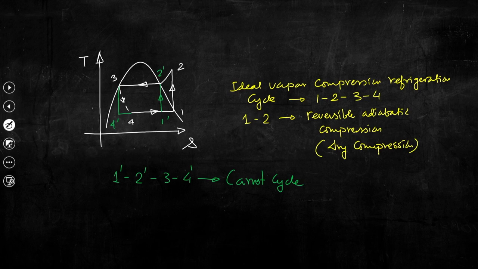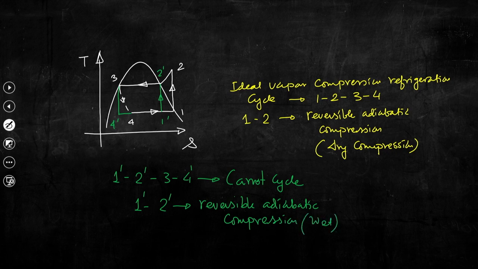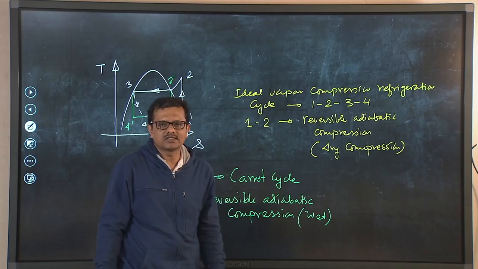So, what are the differences? First of all, the compression process is now wet compression. So, this compression 1 prime to 2 prime, that is again reversible adiabatic compression, but that is wet compression. Why is it wet? Because you can understand state point 1 prime is not a saturated vapor. So, this is a two phase mixture. So, the compressor needs to handle this two phase mixture. Now, handling two phase mixture is indeed a challenging task. Why it is so, I will be discussing soon.